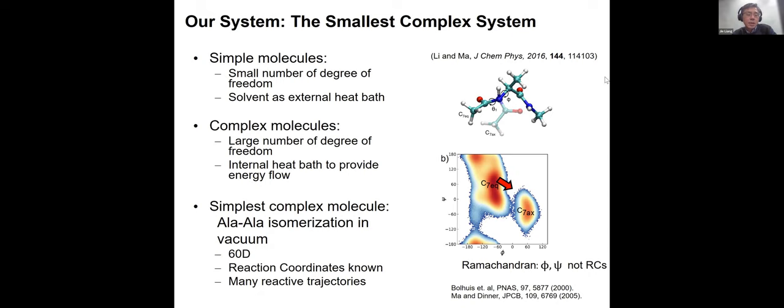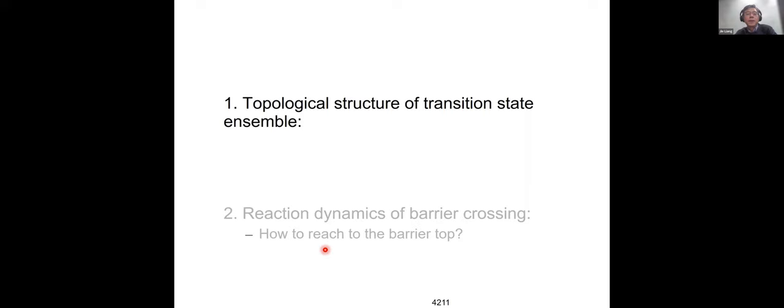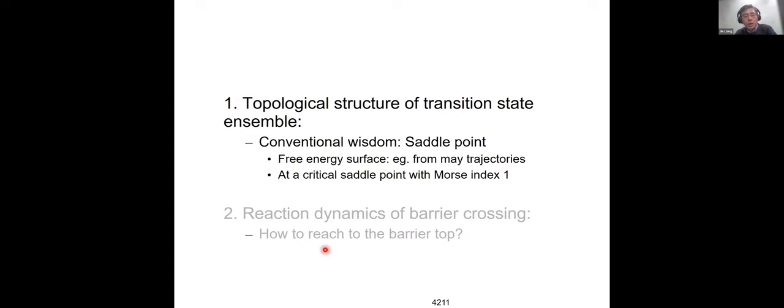We decided to choose the simplest complex molecule that's known, and that's alanine dipeptide. The reaction is the isomerization reaction in vacuum. So here you can see the isomerization reaction is basically this part, where the molecule isomerizes to this other configuration. This system has 60 dimensions, and the reaction coordinates are very well known. You can generate a huge number of trajectories for the system. So studying the topological structure of the transition state ensemble is a very interesting question.